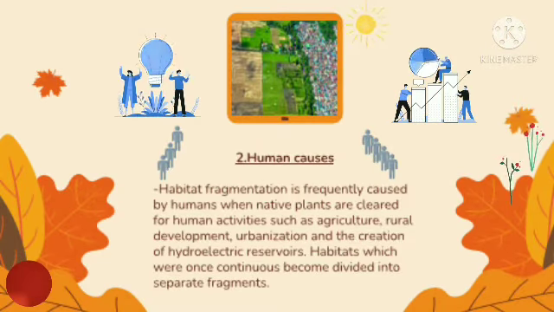Okay, the second one, habitat fragmentation is caused by humans. Habitat fragmentation is frequently caused by humans when native land is cleared for human activities such as agriculture, rural development, urbanization, and creation of hydroelectric reservoirs. Habitat which was once continuous becomes divided into separate fragments.